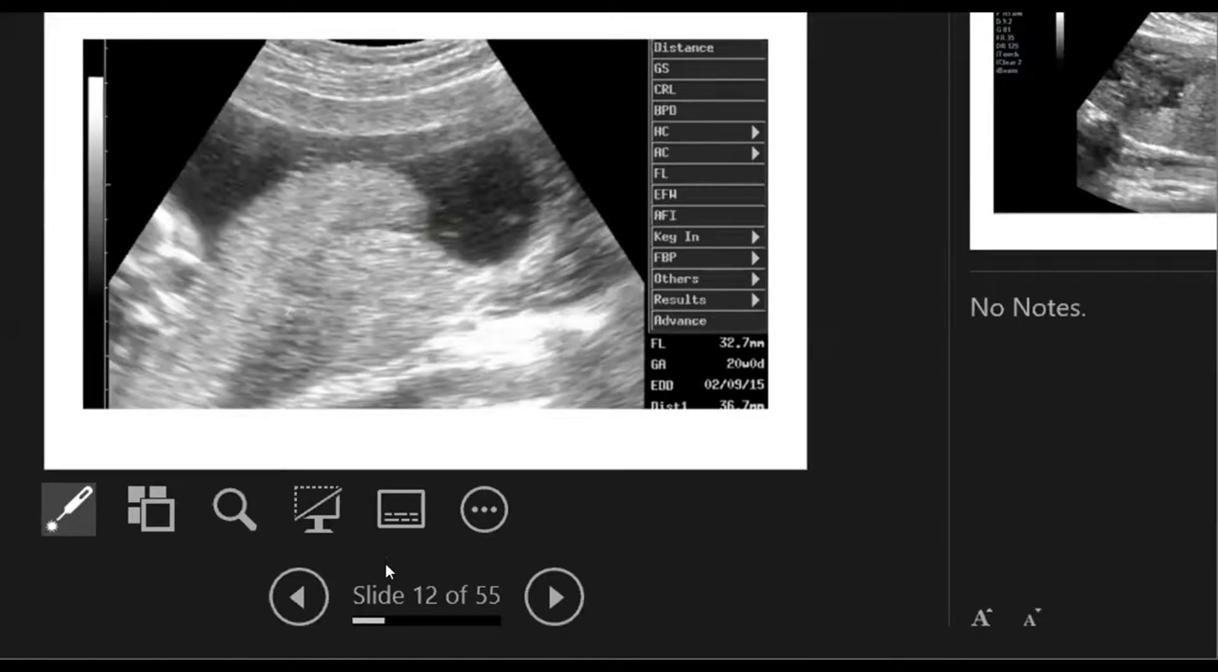So where's the placenta in this image? Where is it? We are just training our eyes to see the placenta and pick where the placenta is. Is it in the anterior or posterior segment? Some are saying posterior, others are saying anterior.